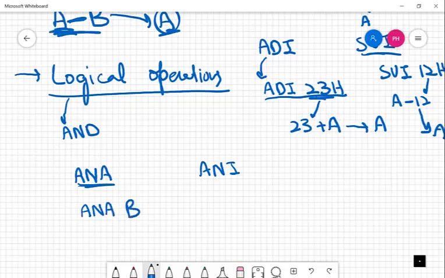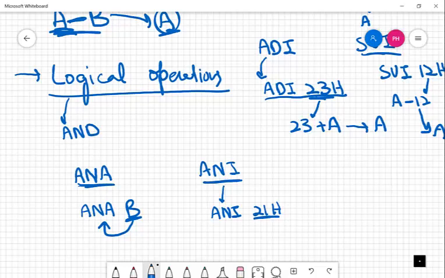What will this instruction do? This instruction will logically AND the contents of register B with the contents of accumulator and store the result in accumulator. And in case of AND immediate, what will happen? The general syntax will be something like this: ANI and then a number, for example 21H. So 21H will be logically ANDed with the contents of accumulator and the result stored in accumulator.